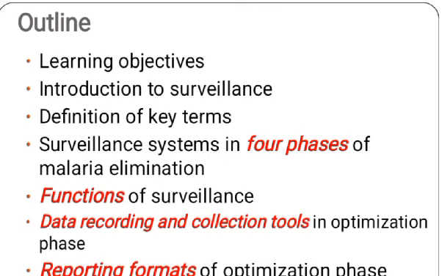Outlines: Learning Objectives, Introduction to Surveillance. Definition of key terms. Surveillance system in the 4 phases of malaria elimination. Function of surveillance, data recording and collection tools in the optimization phase. Reporting format of the optimization phase. Data analysis in the optimization phase. Malaria monitoring and evaluation of malaria surveillance.